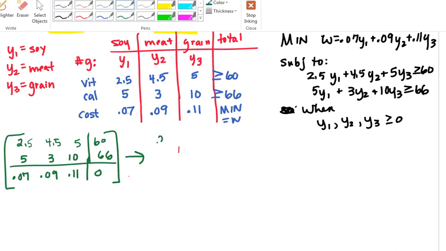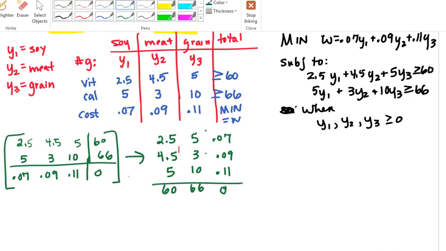So I'm going to take my first row and turn it into my first column. 2.5, 4.5, 5, and 60. 5, 3, 10, 66. 0.07, 0.09, 0.11, and 0.